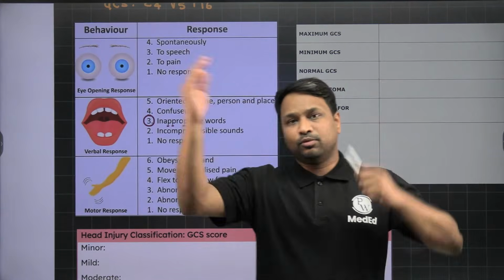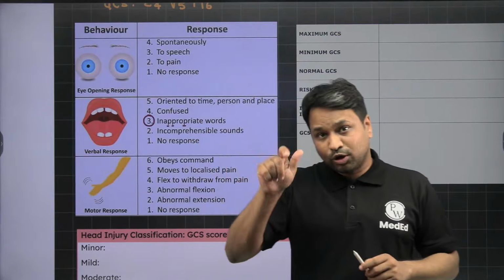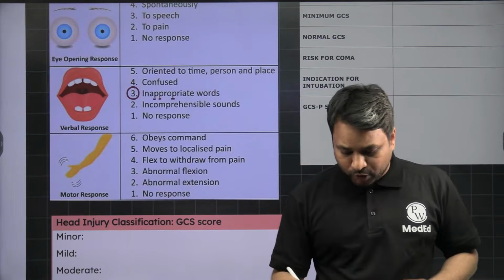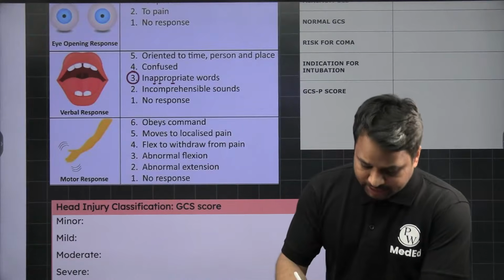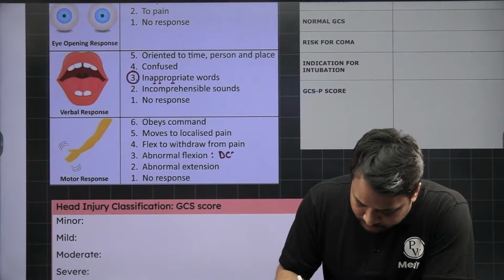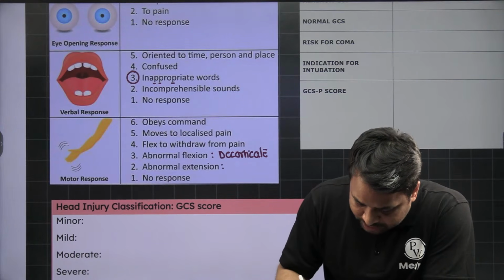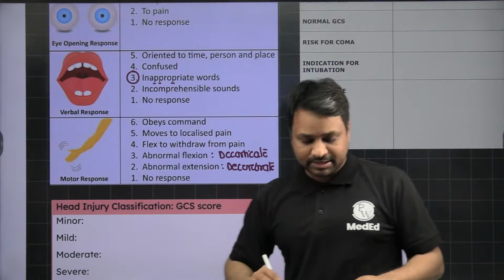Motor: obeys commands, moves hands, touches nose, all that is going to be 6. If he moves to localize pain, a score of 5. If he withdraws from pain, a score of 4. Abnormal flexion, which is also called decorticate rigidity. And abnormal extension is decerebrate rigidity. A score of 2. And no response is a score of 1, right?